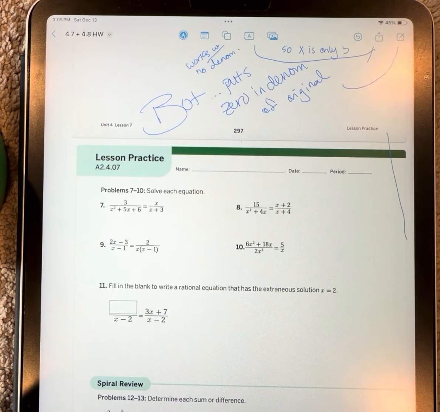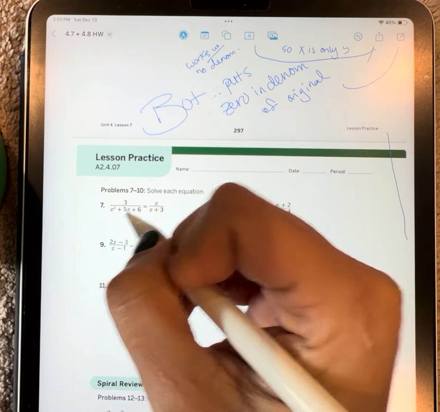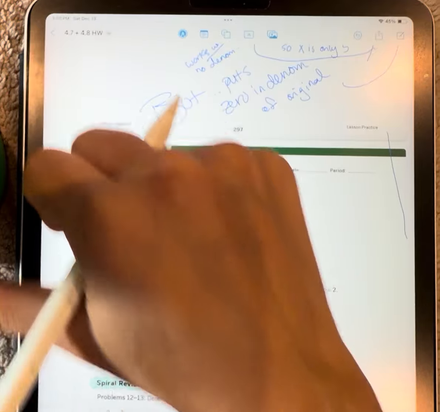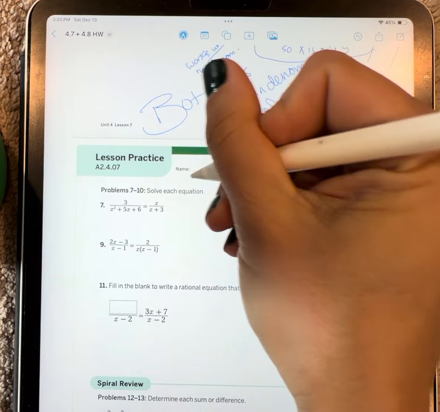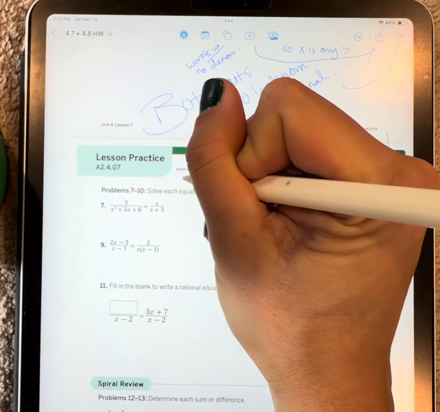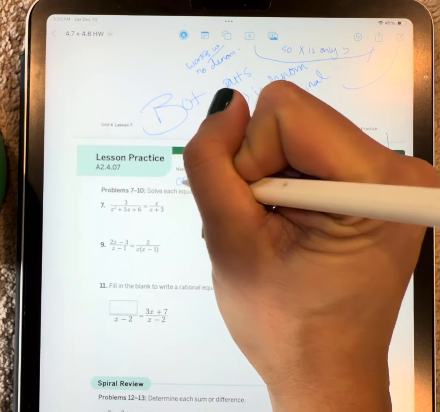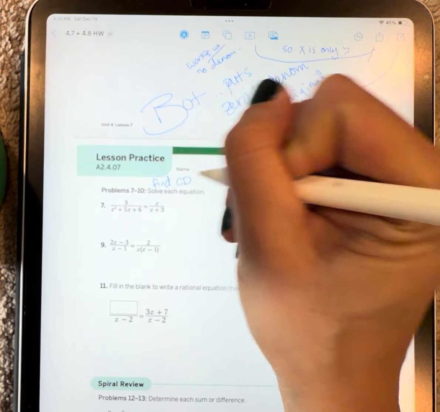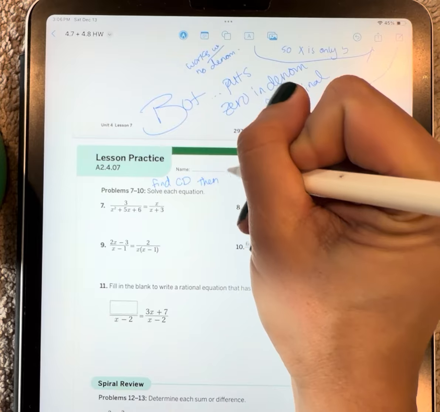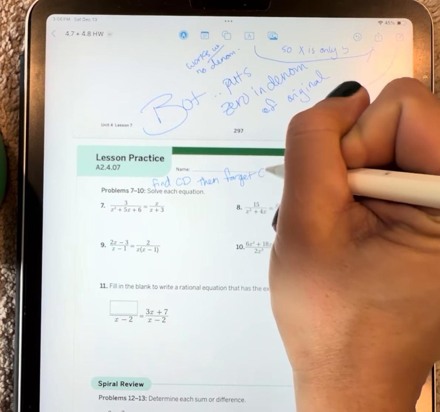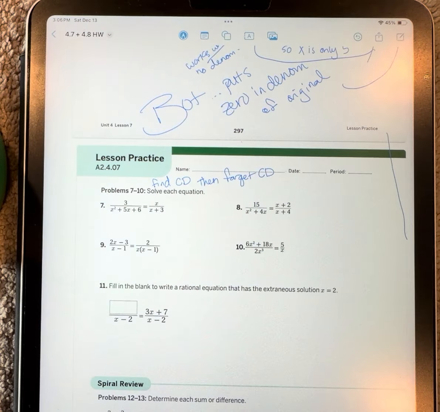Okay. Oh my god, thank goodness. We're finally solving. Alright, let's do it. Let's see what we need to do. I want to find my method that I taught in my classes was find the common denominator. Then forget the common denominator. That's our method.